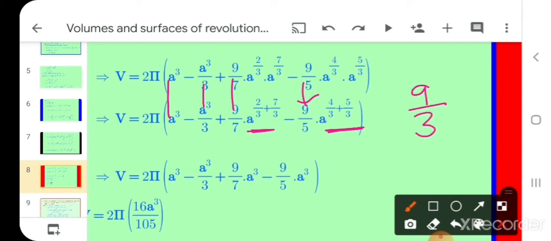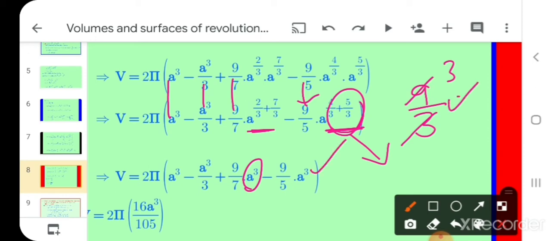Okay, now LCM. What is LCM here? 3. So we add 2 plus 7, 9. 9 by 3 means 3 3 is 9. So we get a cube here. Similarly, what we get here? 4 by 3 plus 5 by 3. Here also we get same 9 by 3. 9 by 3 means 3. So I write a cube.